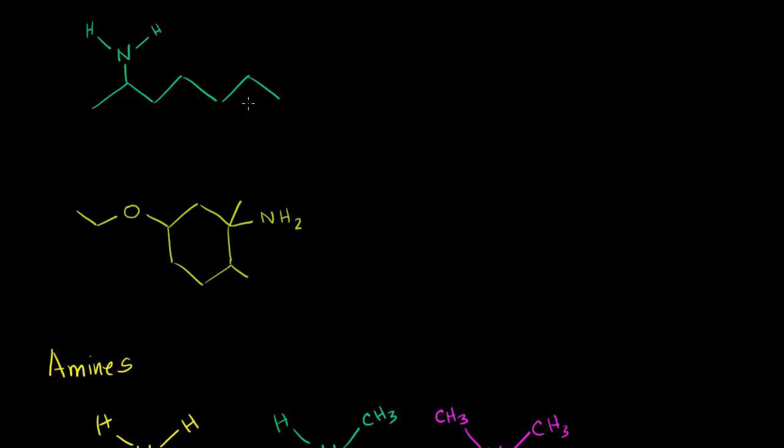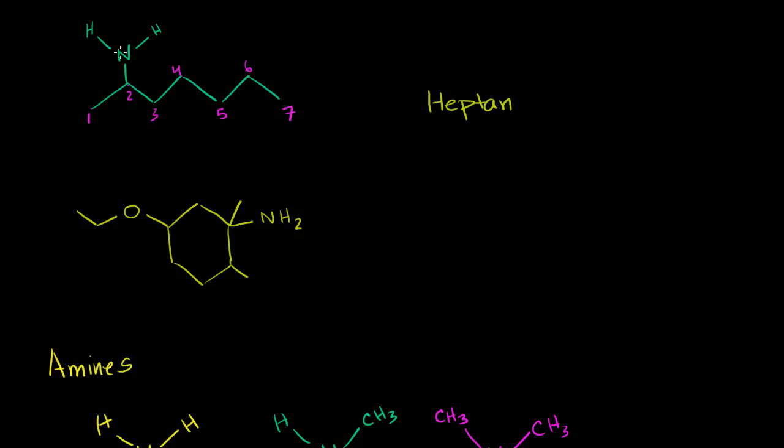So let's think about this one right here. We always want to look for our longest carbon chain, and our longest carbon chain is right here: 1, 2, 3, 4, 5, 6, 7 carbons. You want to start numbering closer to the functional group: 1, 2, 3, 4, 5, 6, and 7. The functional group is on the 2 carbon right there. So first of all, 7 carbons, we would use the prefix hept. So it would be heptan.